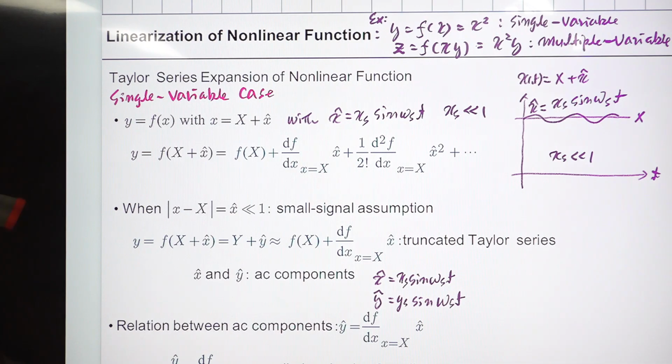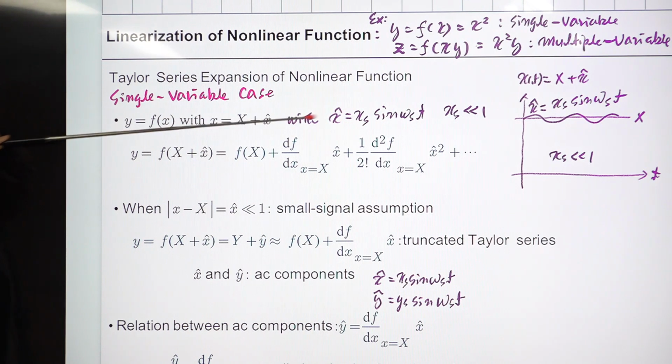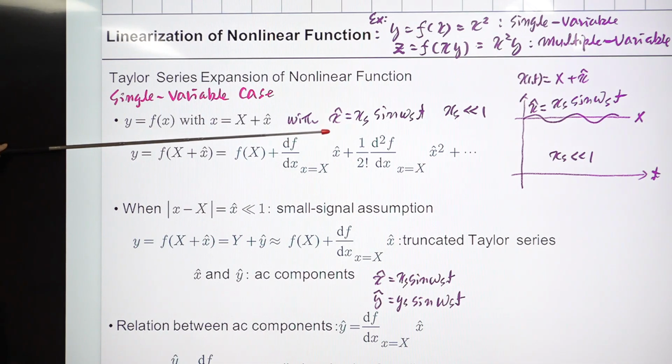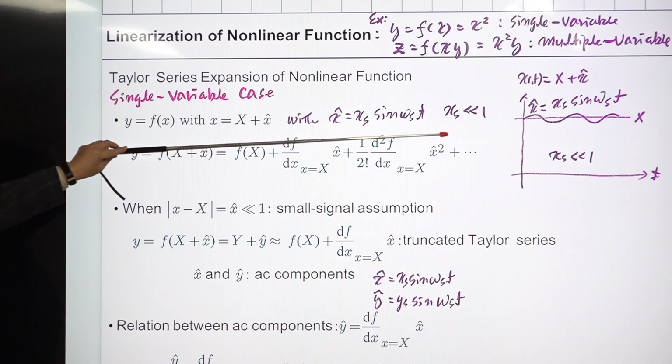So this is the general description of this linearization process, and I'll show you three different interpretations of linearization. All of them are equivalent. Okay, all of them are the same. First one is the Taylor series expansion of the nonlinear function. So let's consider the single variable case first. So this is the single variable function, and x contains the DC component and the small AC component, and in particular this AC component, we assume is a sinusoidal variation with amplitude of xs, which is very small.